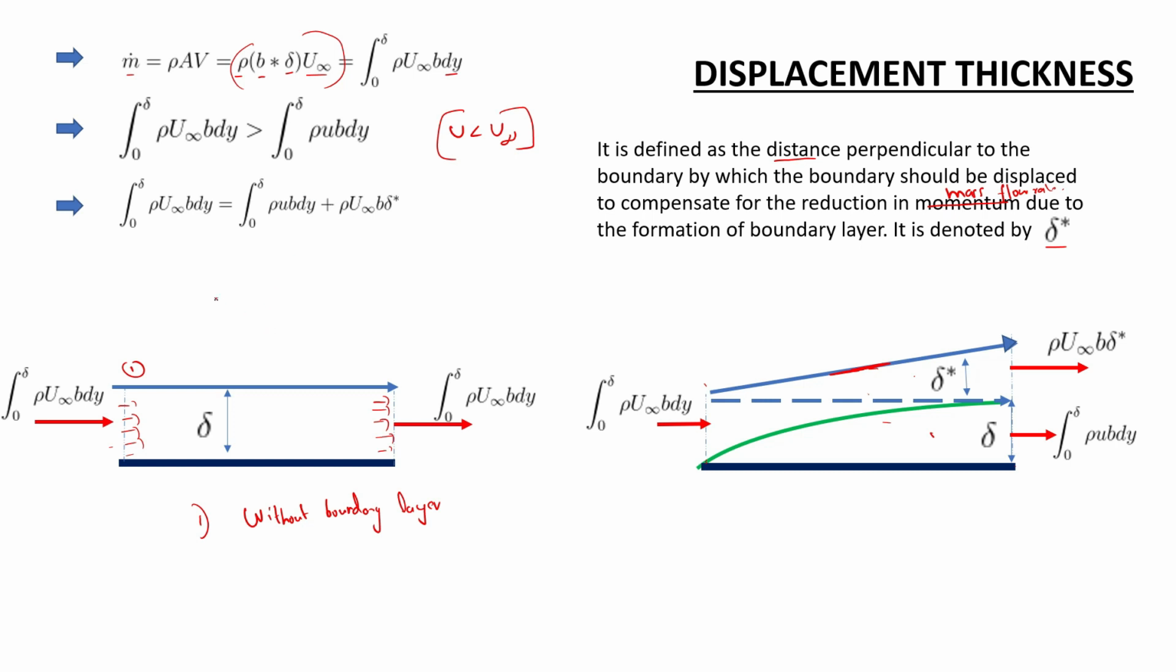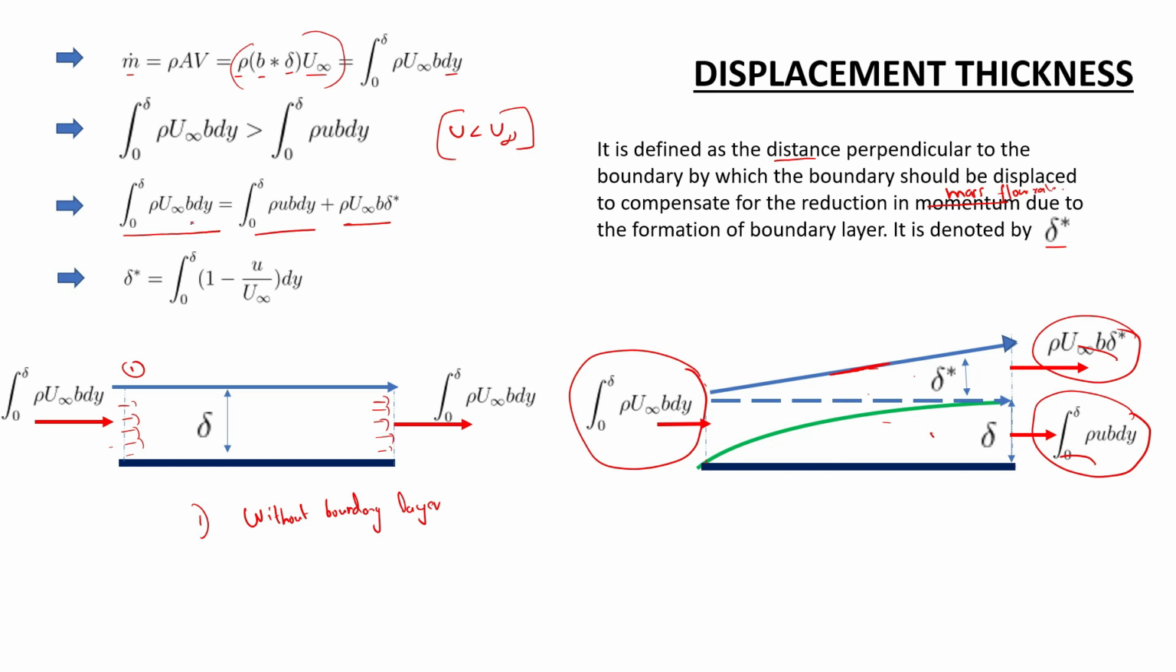So you can see that this rho u infinity b dy, that is the mass flow rate here, will be equal to the integral from 0 to delta of rho u b dy, that is the mass flow rate here, plus this mass flow rate rho u infinity b delta star. If you solve this, you will get delta star.